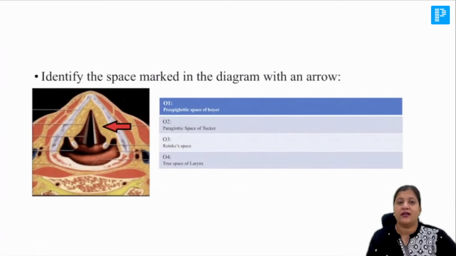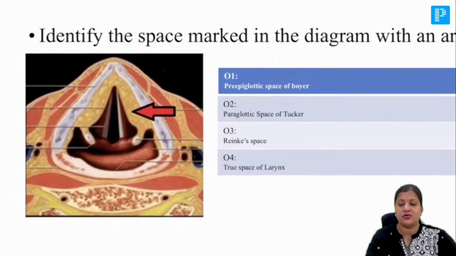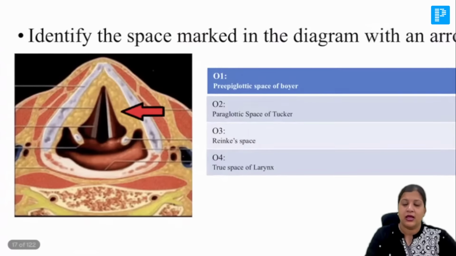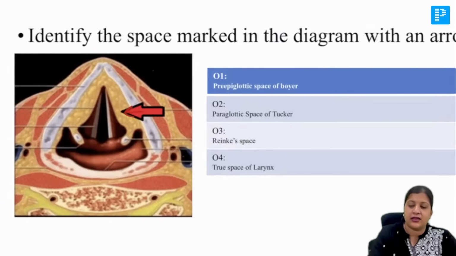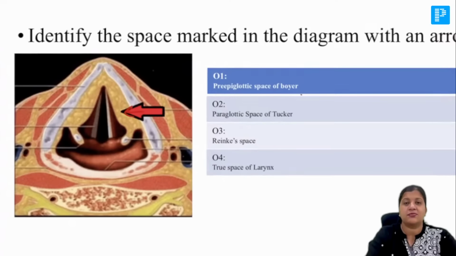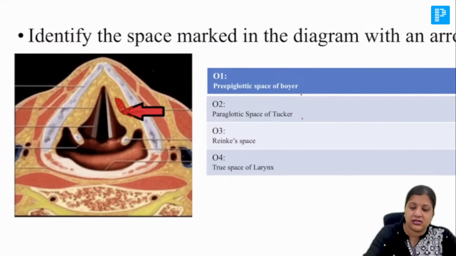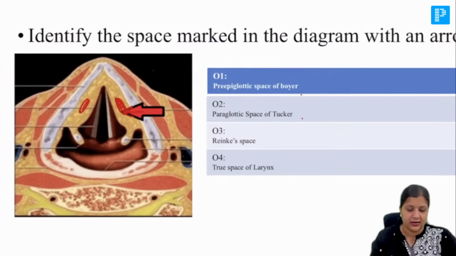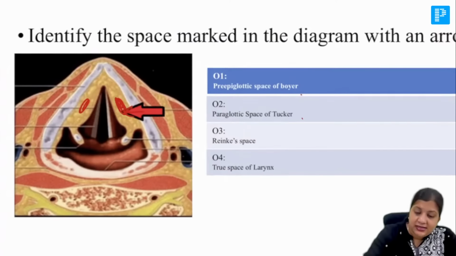Now, can you identify the space marked in the diagram? So can you all see here? There is an image that is marked and they're asking you, is this pre-epiglottic space? Is this paraglottic space? Is this Reinke space or is this the true space of the larynx? This is the image and this is the space. So medical 3, it is not Reinke space. Reinke space is in the vocal cord. This space is on the side of the vocal cord.